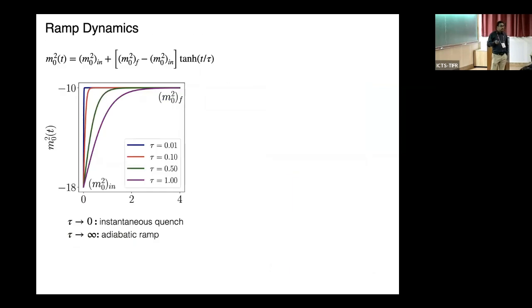So one thing we wanted to look at was, okay, we were doing the quench dynamics. What happens if I drive it slowly, like I ramp, instead of just instantaneously quenching it? So what we did is we changed the m0 square from initial to final value with a tanh profile, which has a scale tau. So tau 0 is instantaneous quench, tau going to infinity is adiabatic ramp. And we wanted to see as a function of tau, what is happening to these three kinds of steady state phases that we were getting.